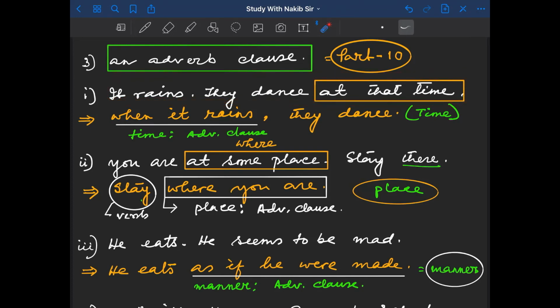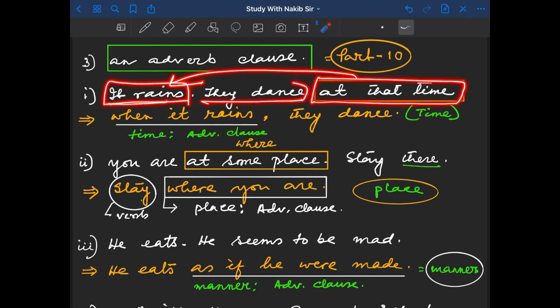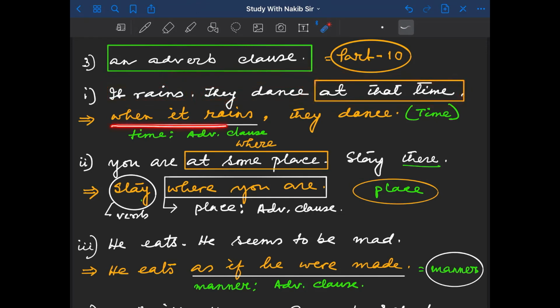Now see the example. It rains, they dance at that time. At that time means at the time of rain. So this is actually expressing the time. So write this first. They dance. This is the principal clause. They dance when it rains.